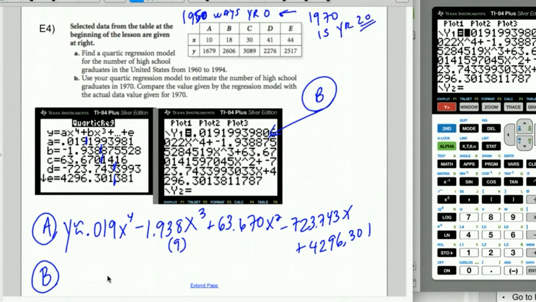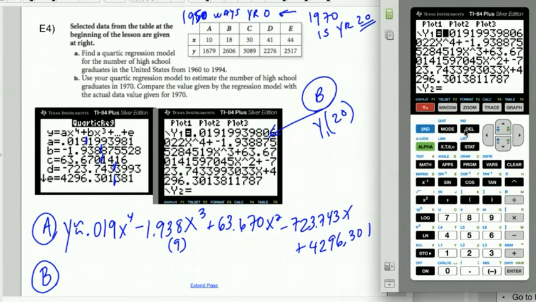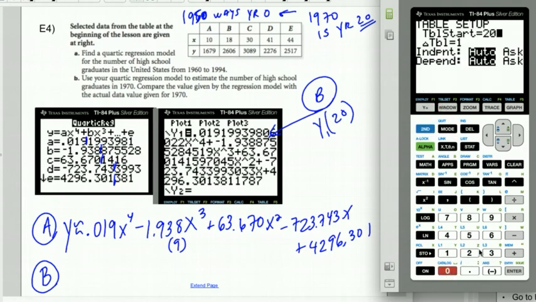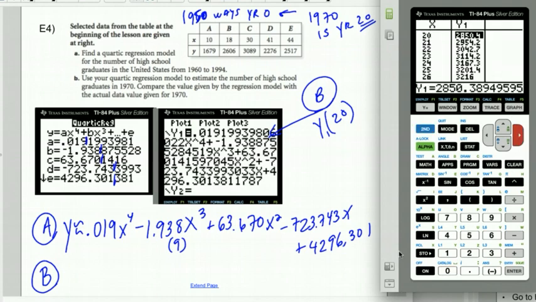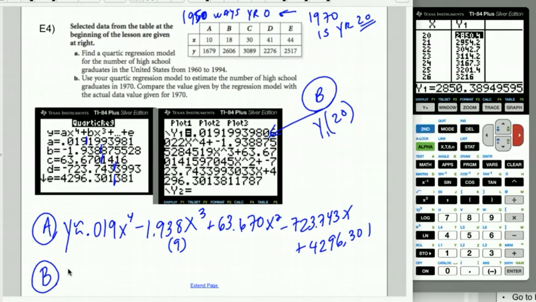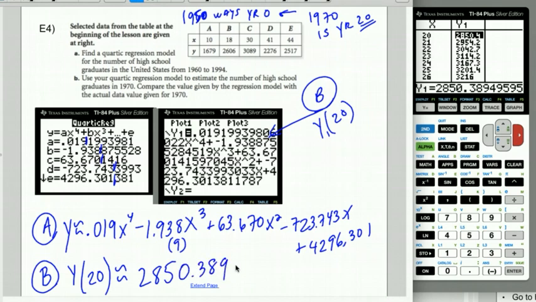So what they want me to do is evaluate this. So for B, they want me to do y1 of 20. Well, the easiest way to do that on your calculator, there's a couple different options. You could go to Table Set. You could just start your table at 20. And then if I go to Table and scroll over, there's my answer. So my y of 20 is approximately 2850.389.